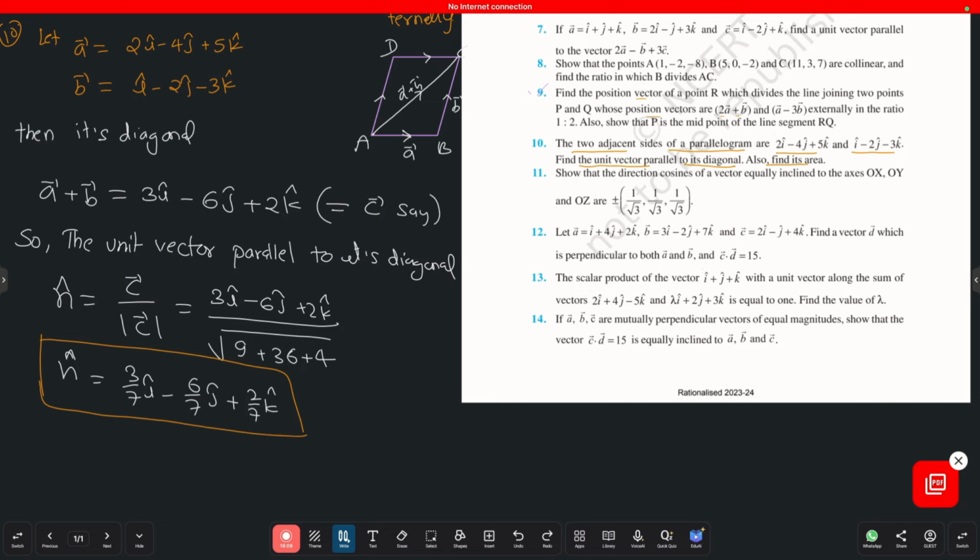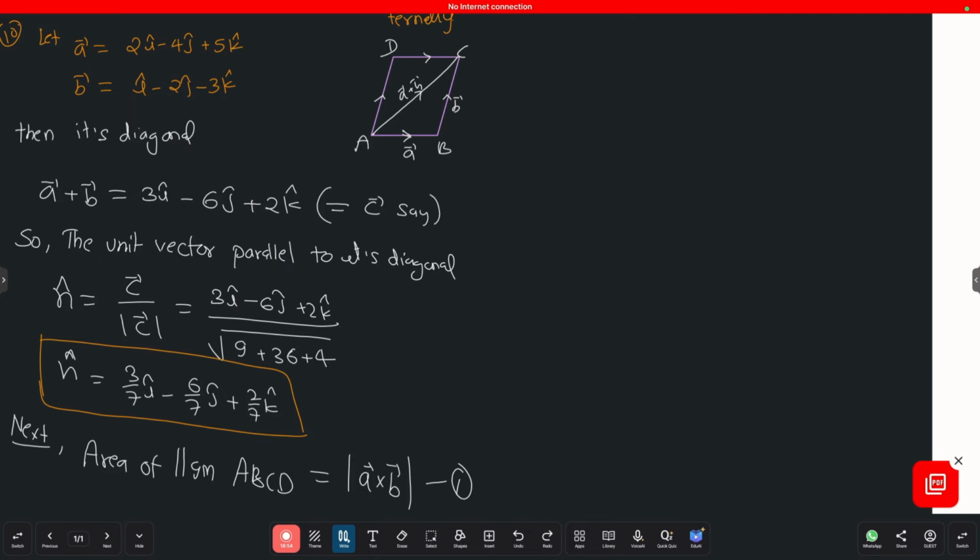And then the next line: also find its area. How to get the area of parallelogram ABCD? Two adjacent sides are given, so it is mod of A cross B. Area of parallelogram ABCD equals mod of A cross B. Okay, you have to calculate this value, mod of A cross B. Find A cross B.